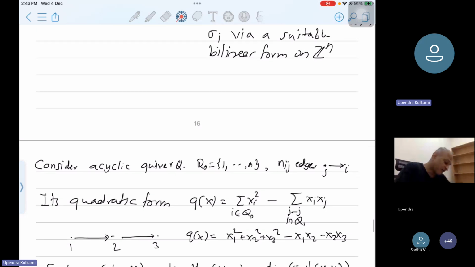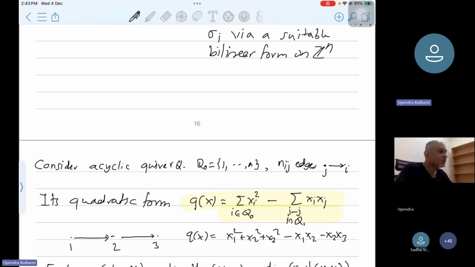So the quadratic form, I'm going to define a quadratic form for this quiver from which the bilinear form will come. And this quadratic form is defined in this fashion. By the way, the quiver is acyclic, so there are no loops at any vertices. So what happens is that at every vertex i, this is the definition.